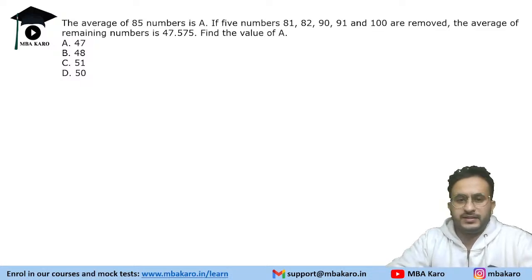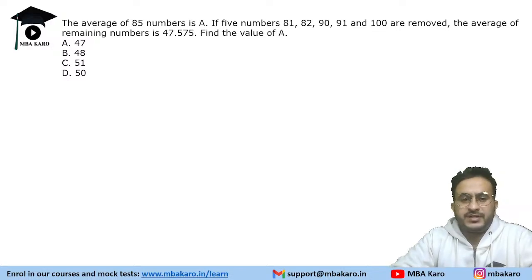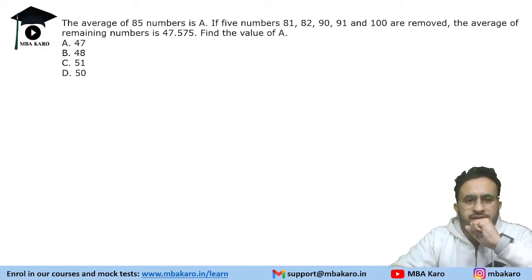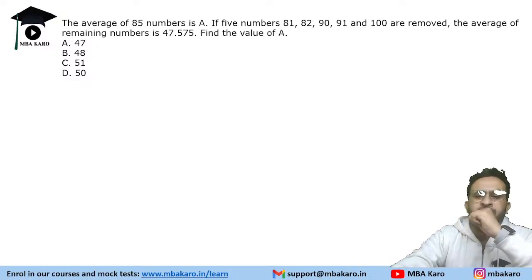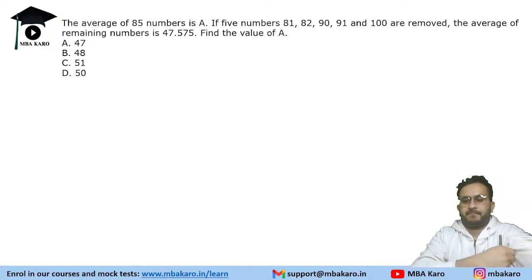This is a typical calculation involving question. It says that 5 numbers are removed and the average of 85 numbers is this.